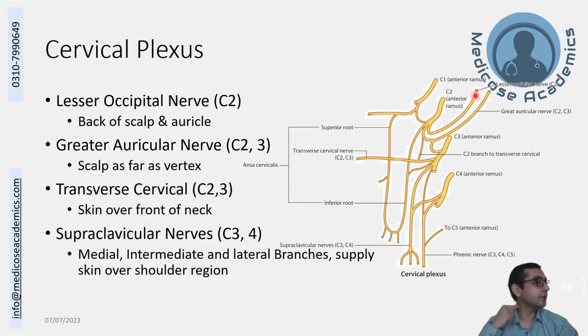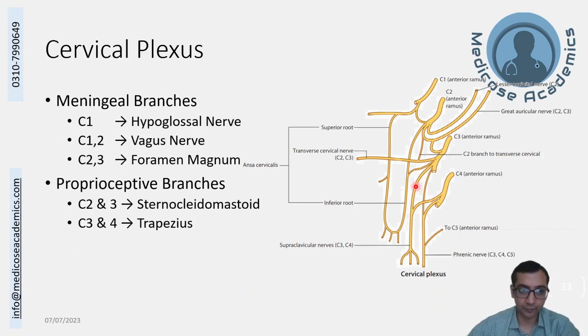The greater auricular, on the other hand, this is the sternocleidomastoid. On the posterior part of the sternocleidomastoid, it emerges from here, crosses the sternocleidomastoid, and comes to the angle of the mandible. So it supplies this area and the lower half of the ear, the lateral surface of the pinna, and part of the external auditory meatus all the way up to the eardrum also. So this is the greater auricular nerve.